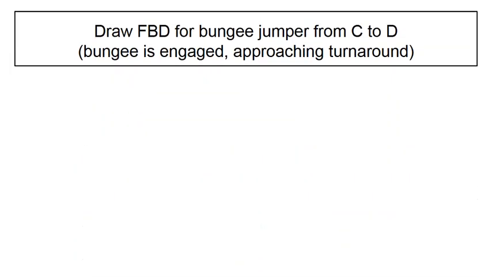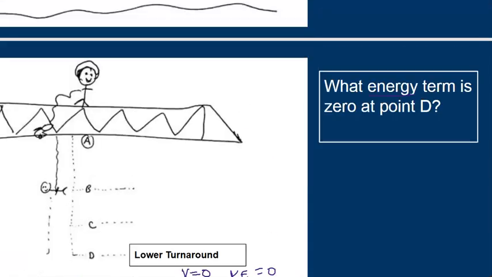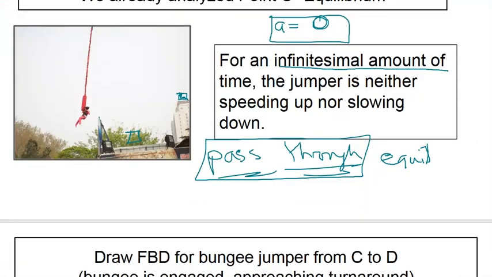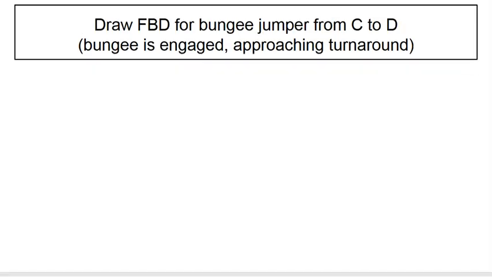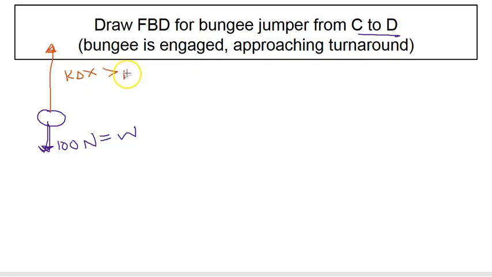Okay, so now we're going to go from C to D, which is after we've passed through equilibrium. I still have a weight. I just made up a number to make this more concrete. So the Earth is still pulling on me with 100 newtons. We've passed equilibrium, so the delta X has gotten even bigger. So K delta X is bigger than 100 newtons. Right? So the person is still headed down.